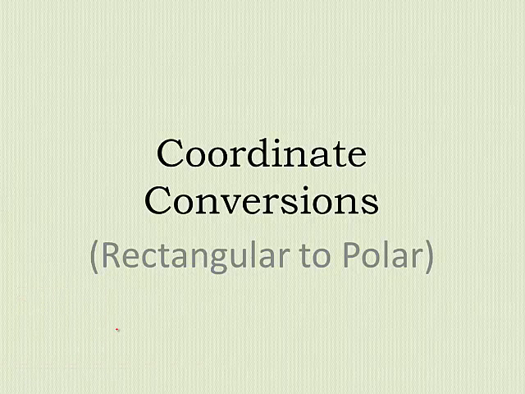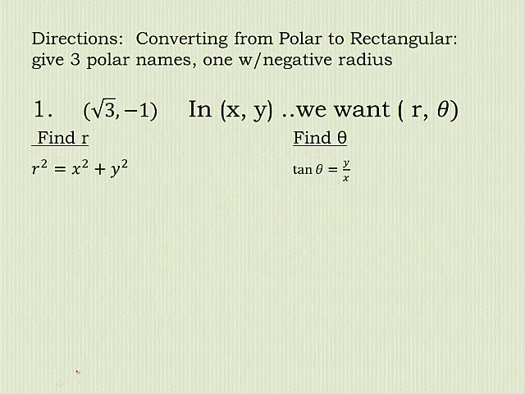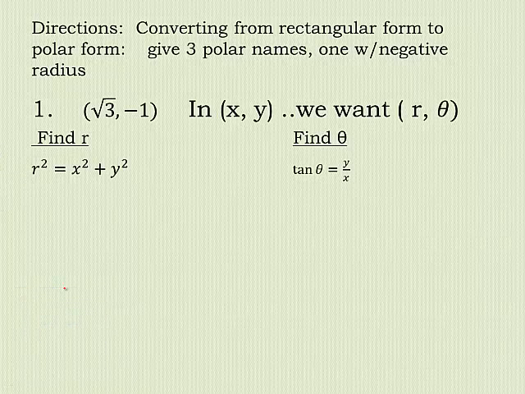Alright, in this video we're going to do coordinate conversions, converting from a rectangular coordinate to a polar coordinate. We're going to be converting from rectangular form to polar form, and the goal is to give three different polar names, one with a negative radius. So we're going to use the same rules we've done before, but first we've got to convert, okay?